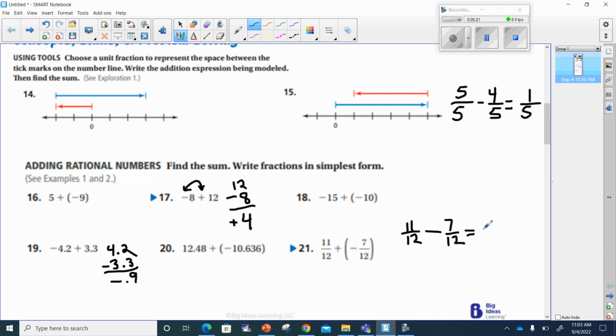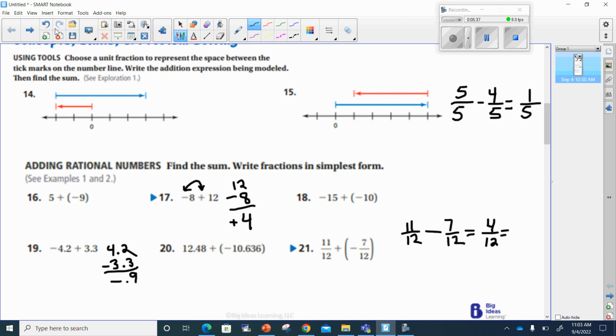And this gives us 4 over 12. But remember, we keep the sign of the bigger number. The bigger number was positive. This would be a positive answer. Now we have to reduce. I know that 4 and 12 are both divisible by 4.